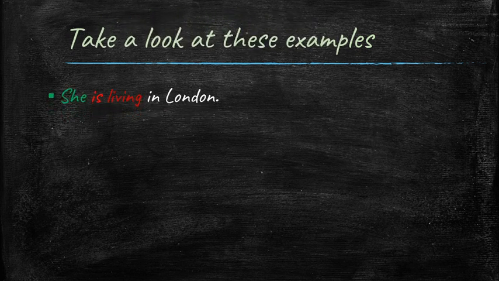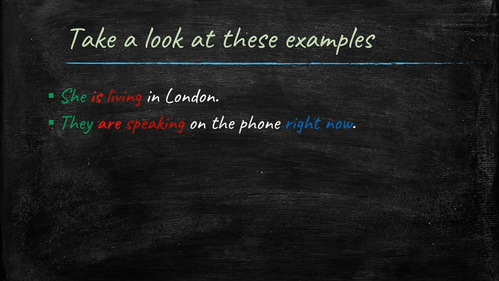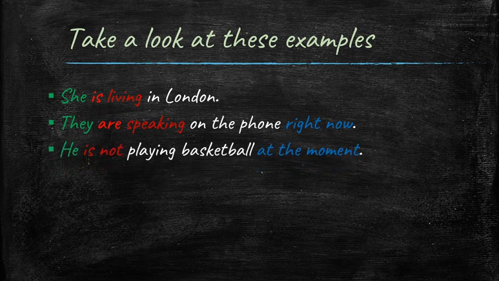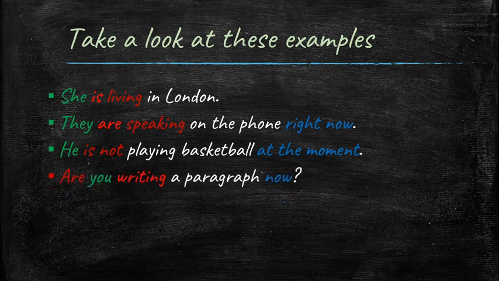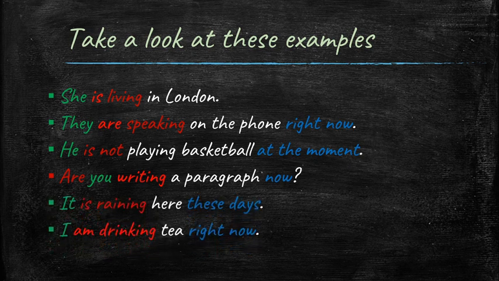She is living in London. They are speaking on the phone right now. He is not playing basketball at the moment. Are you writing a paragraph now? It is raining here these days. I am drinking tea right now.